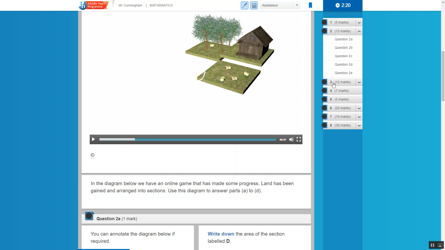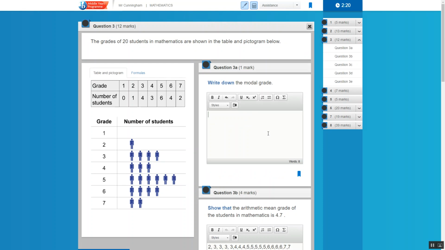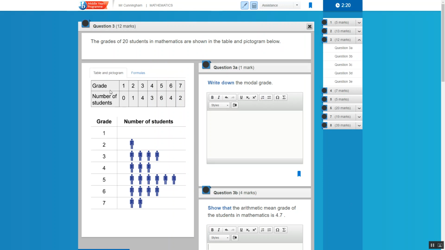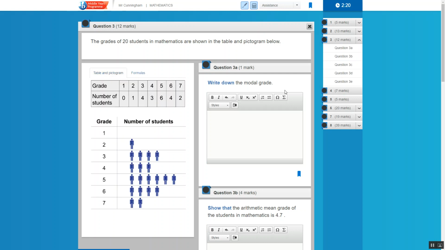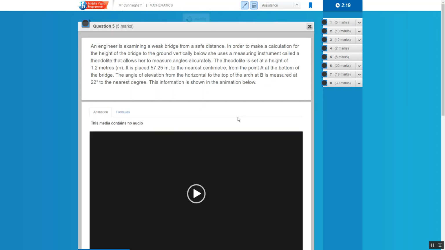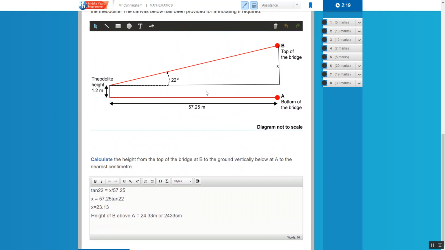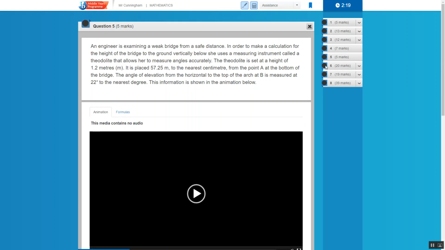Question 3. Now you may or may not have covered a lot on probability and mean, mode, and median, but have a go at it, see how you get on, okay? Remember, the formulas are given to you as well. The other question was question 5. Although this looks nasty, you should be capable of doing this. This is a nice trigonometric question.